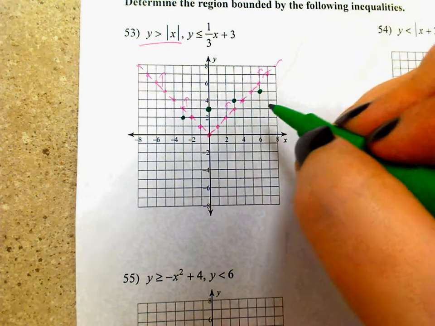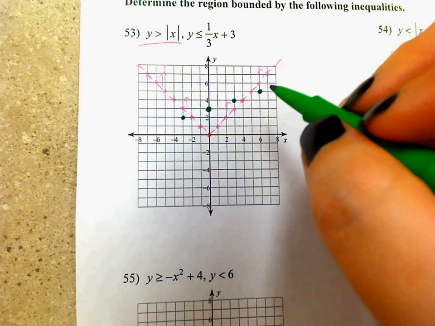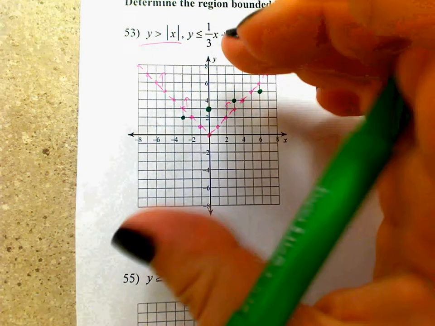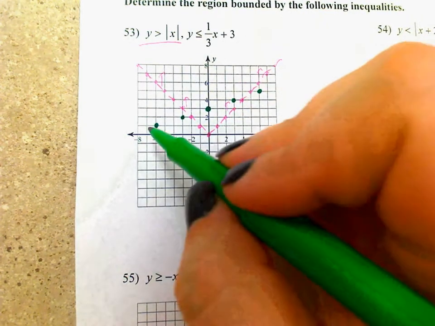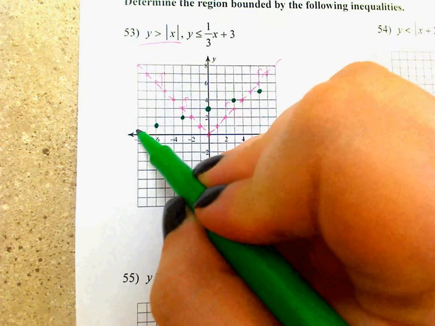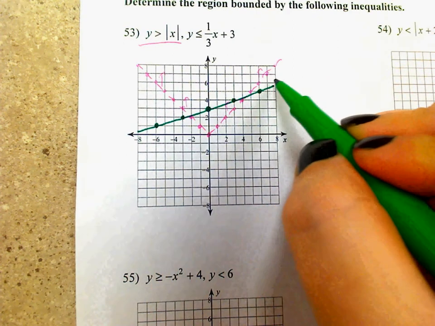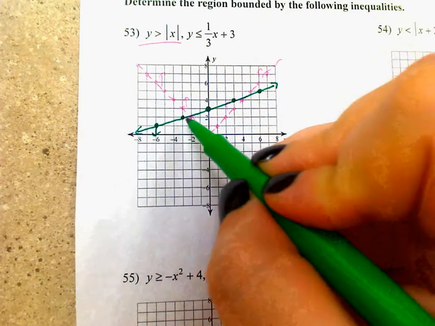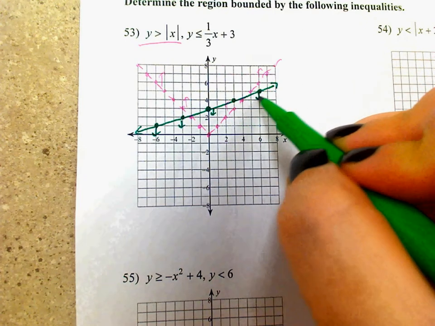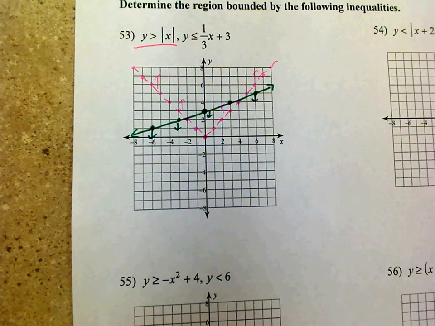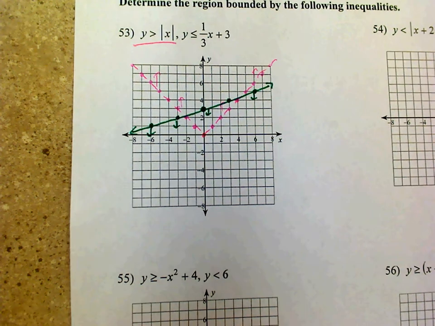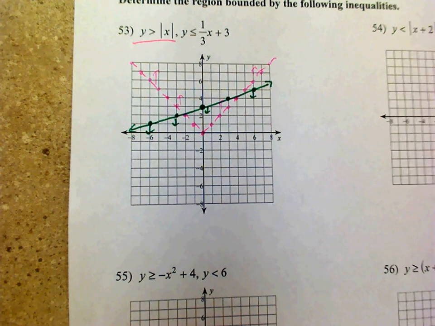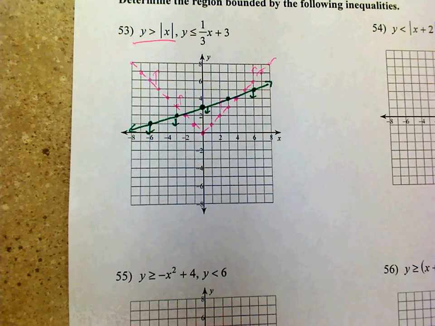Okay, so it's less than or equal to, so it is a solid line. And it says less than, so we draw an arrow going below. So what you need to figure out is the only region that is above the absolute value but below the linear function, and that would be only this region right here. And so that would be your shaded region. Okay?